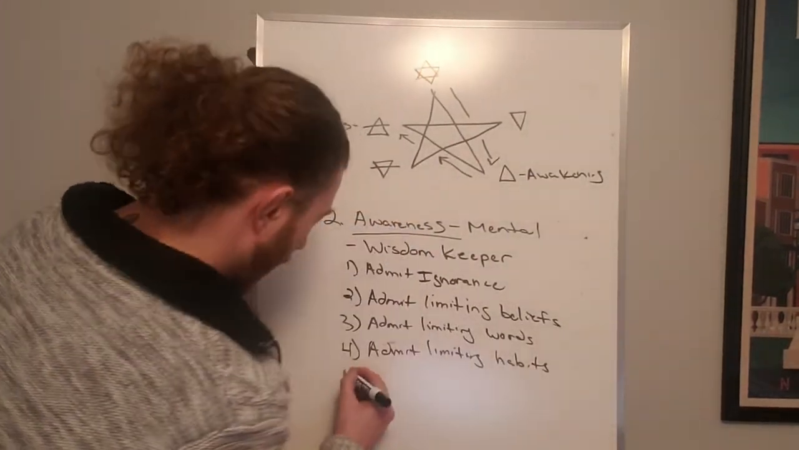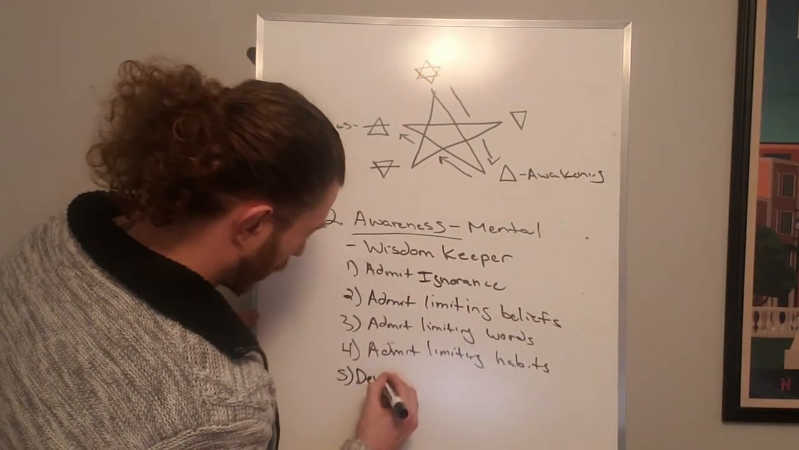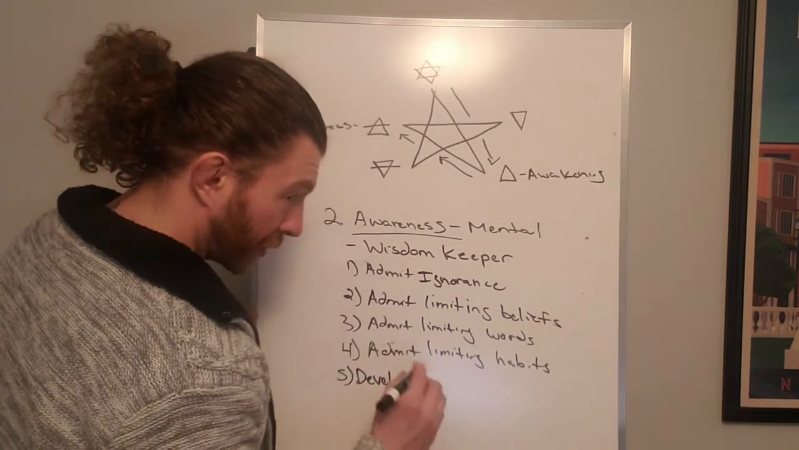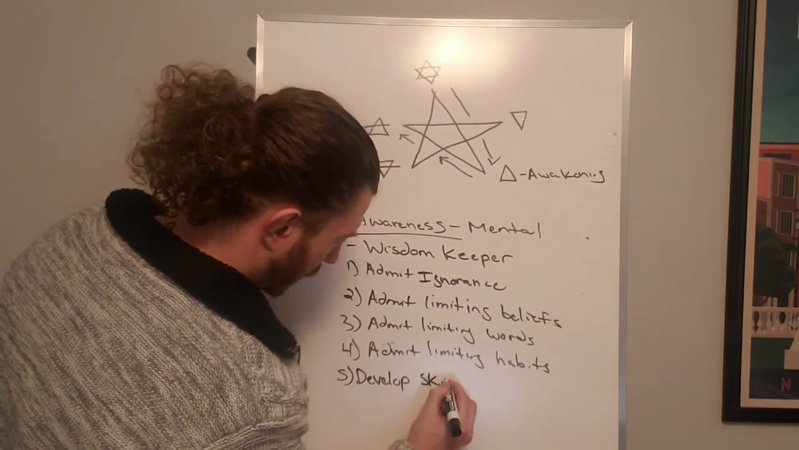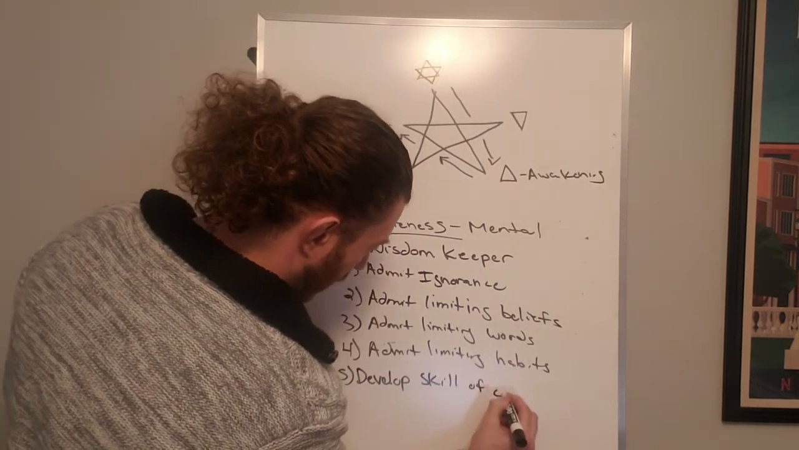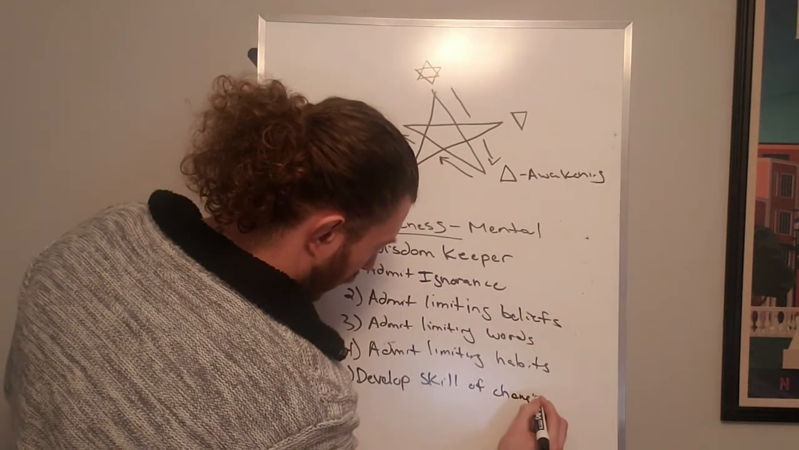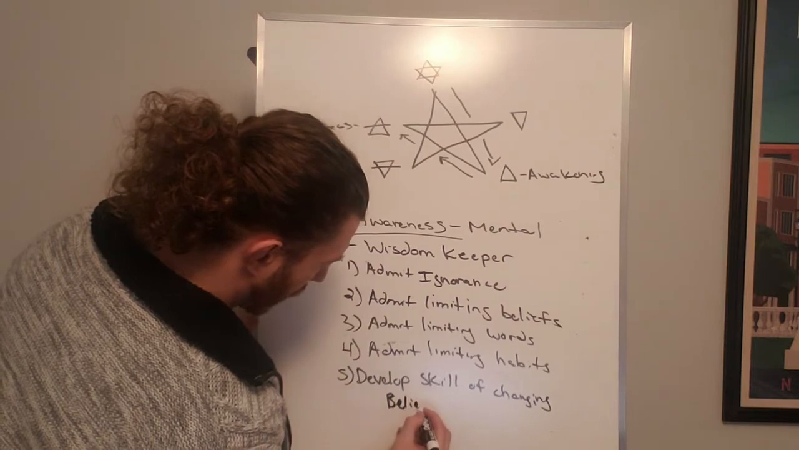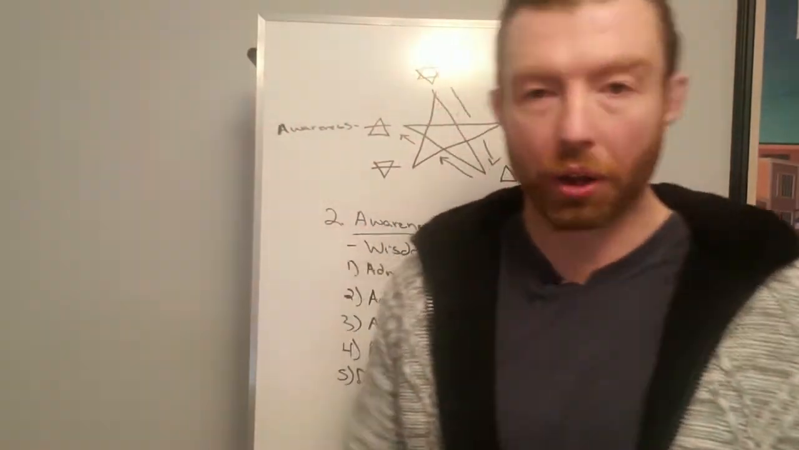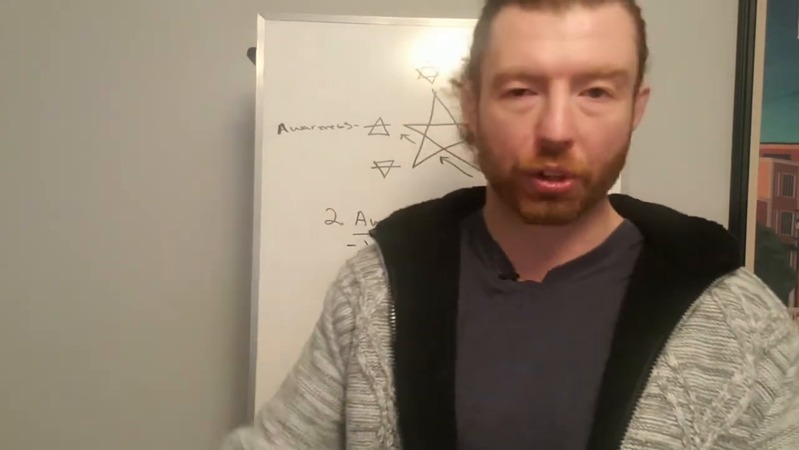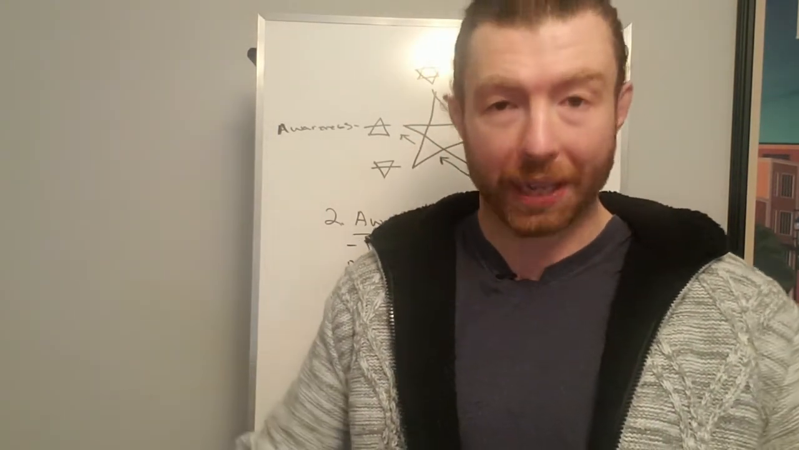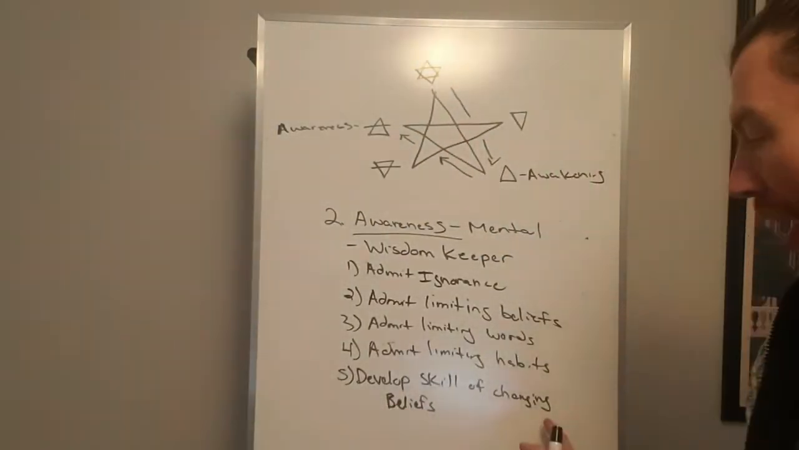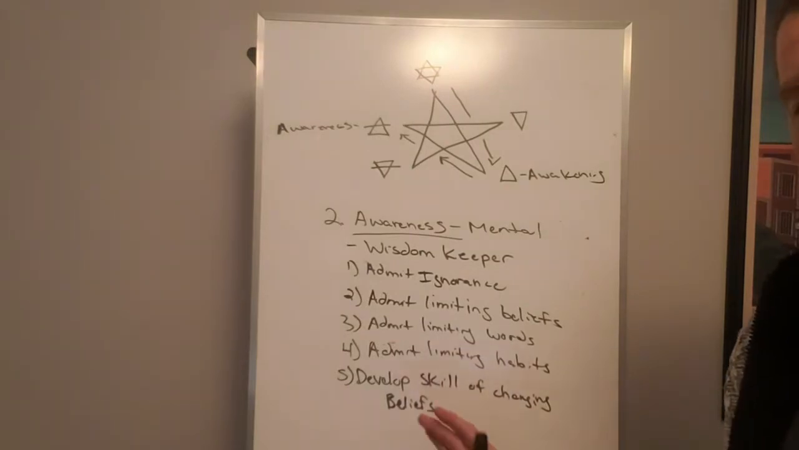I have to develop this skill, and again, this is an apprenticeship-based skill. I have to develop the skill of changing my beliefs. This is not something I can just learn in a book. It's something I have to find somebody to teach me. I've spent hundreds of thousands of dollars at this point between shamans and coaches and professionals that can help me understand how to change my limiting beliefs. It's a skill that we have to develop.